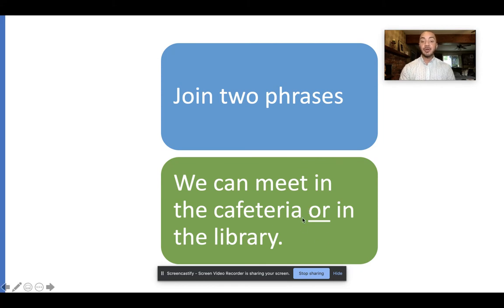As such, no comma is needed. If there was another subject and another verb on this side of the coordinating conjunction, then a comma would be needed. For instance, we can meet in the cafeteria, comma, or we can meet in the library. So if we repeated the subject and the verb, then it would be a compound sentence and we would need the comma.